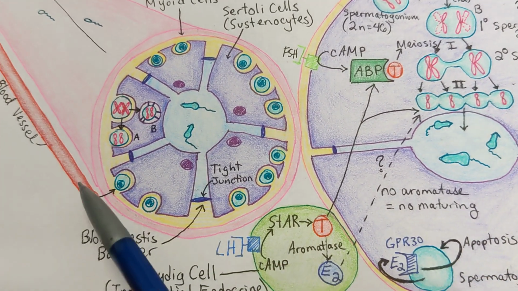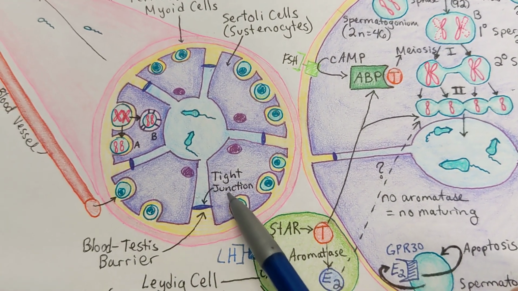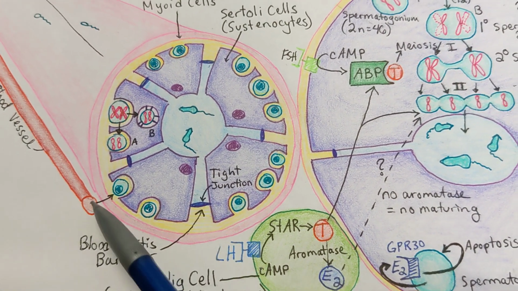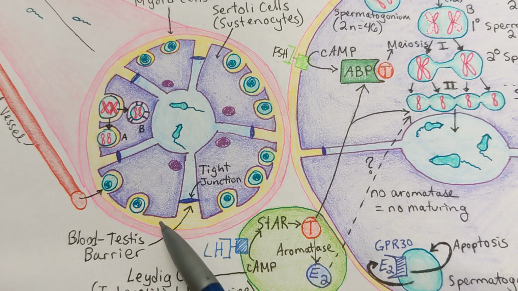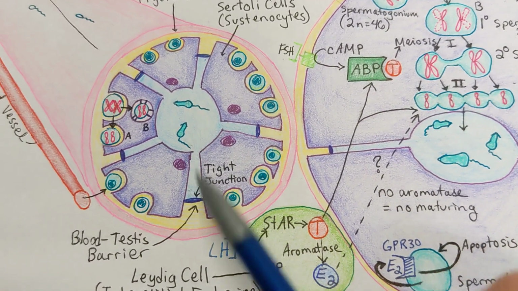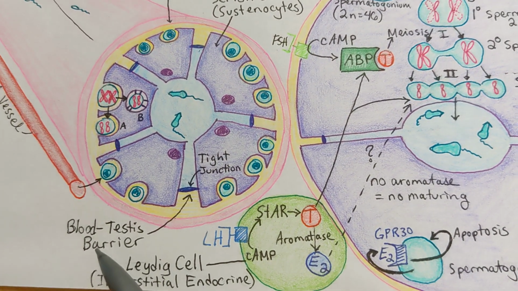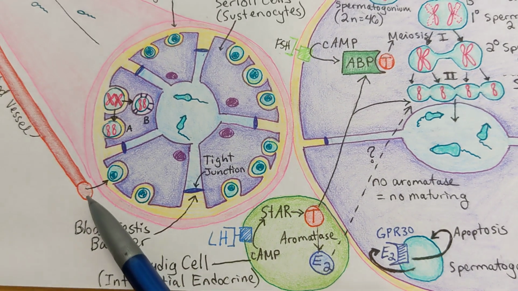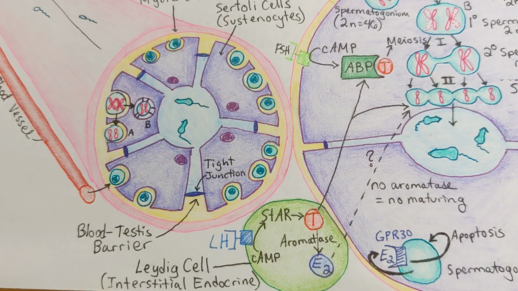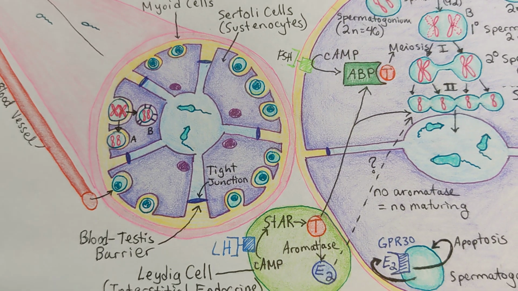However, there is a barrier that is formed by the Sertoli cells, specifically tight junctions between the Sertoli cells, that prevents anything from the blood from actually getting into the lumen of the seminiferous tubule. This is called the blood-testis barrier. And it's very important and it's necessary because the immune system is trained what is self, what is non-self, before the XY individual starts completing the process of spermatogenesis.